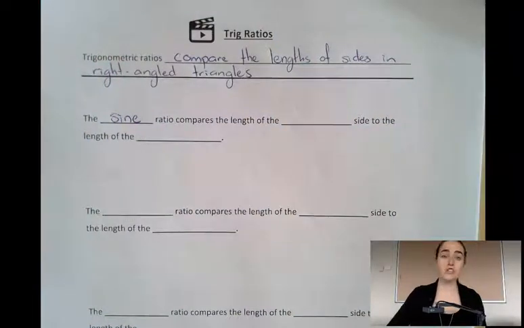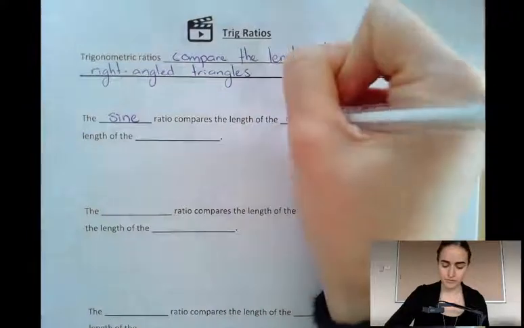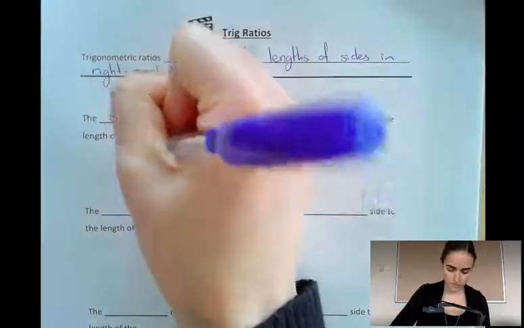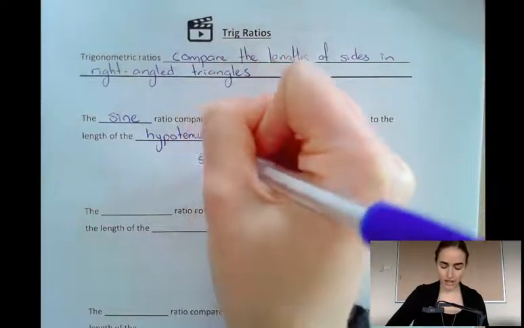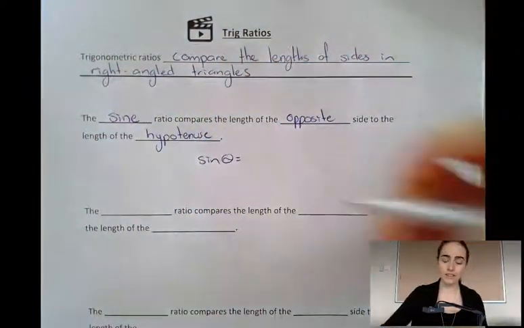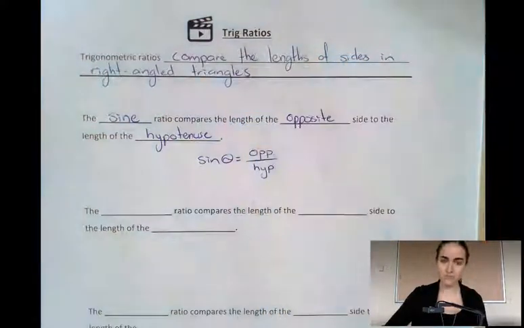So the sine ratio compares the length of the opposite side to the length of the hypotenuse. So the way we write that is we write sine theta, so sine of our angle, is equal to the opposite side over the hypotenuse.